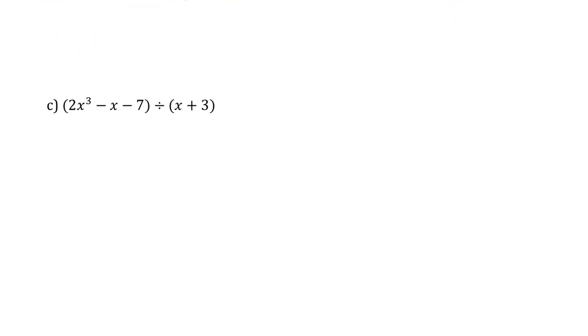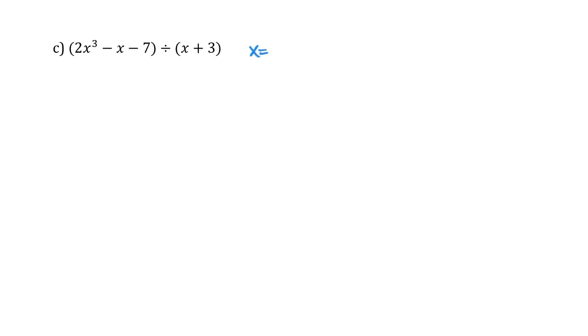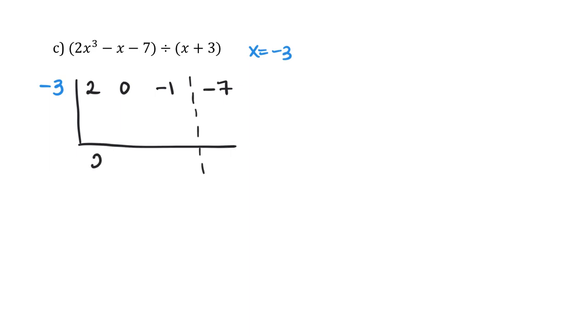We're gonna try C. Just be careful, C is missing a term. Synthetic works here because it's x plus 3, but remember if it's x plus 3, what is x equal to? Negative 3. Set up my little weird box. 2x cubed, there's 0x squared, negative 1x, negative 7, and I'm gonna mark off where my remainder is, and I'm gonna bring my 2 straight down. You don't have to put the arrow, but some people like to remind themselves.